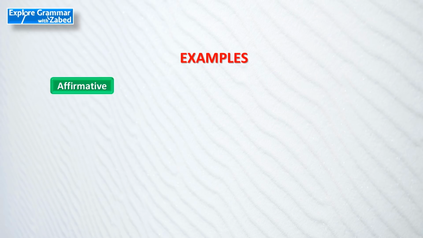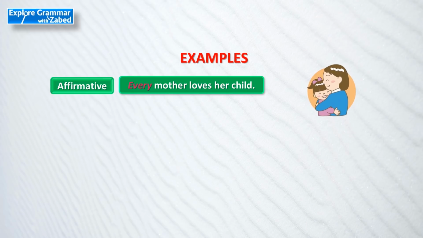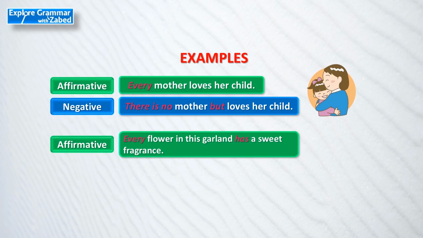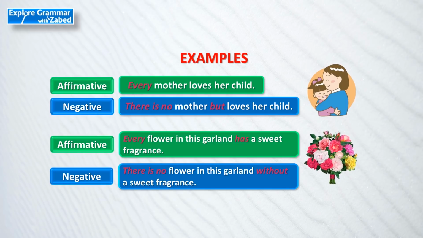Every mother loves her child. Converting to negative, there is no mother but loves her child. Take a look at the next example. Every flower in this garland has a sweet fragrance. Here, has is the only verb in this sentence. So while converting it to negative, it will become there is no flower in this garland without a sweet fragrance.